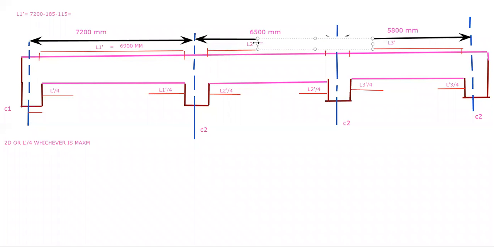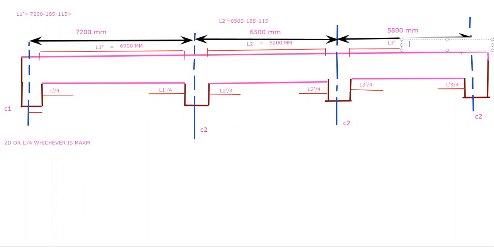How am I going to find out L2 here? How will we find out L2 dash? L2 dash is equal to 6500 minus this portion is 185, 185, and this portion once again 115. Please do and tell me how much. 6200. Yes, 6200. Okay. Now, like that, this also we will find out.